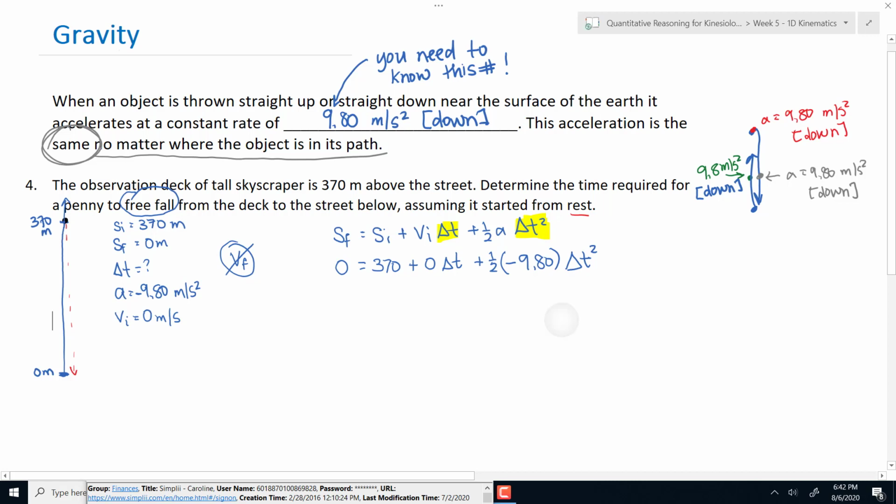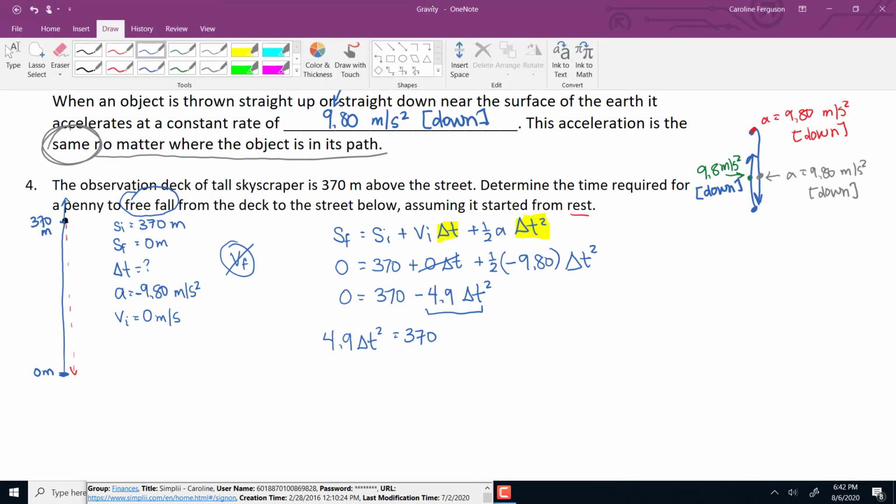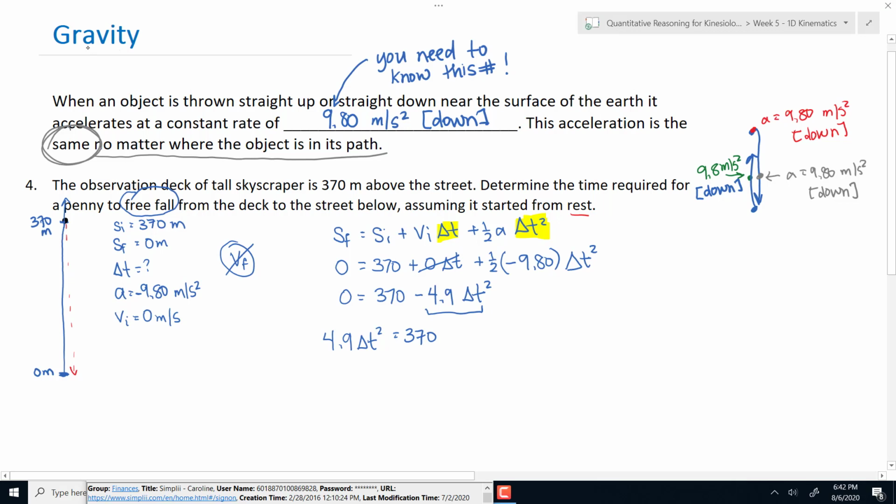Okay, so let's simplify this a little bit. We have 0 equals 370. This goes to 0 because 0 times delta t is 0. 1/2 times negative 9.8 is negative 4.9 delta t squared. Okay, so now I'm just going to move this over to the other side of the equal sign. Since it's negative right now, it's going to become positive 4.9 delta t squared equals 370. I'm trying to solve for delta t, so I need to get rid of that 4.9. So I'm going to divide both sides by 4.9.